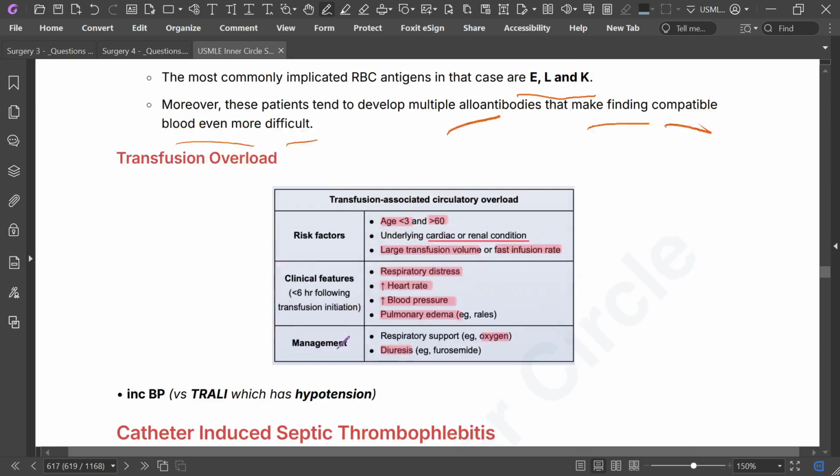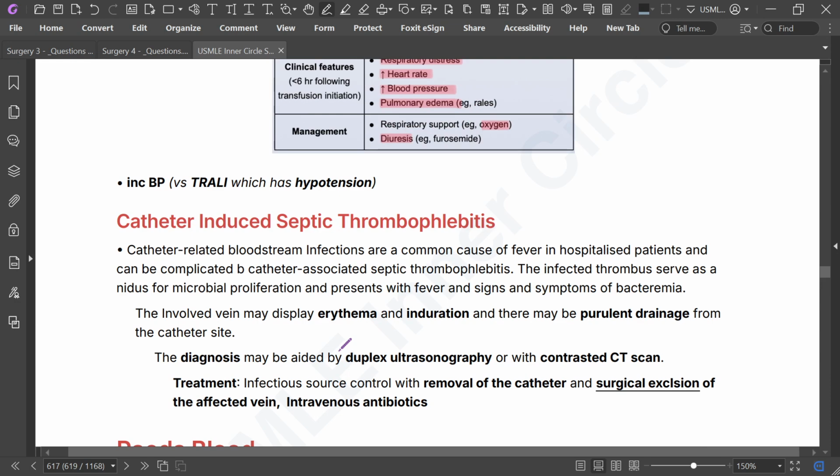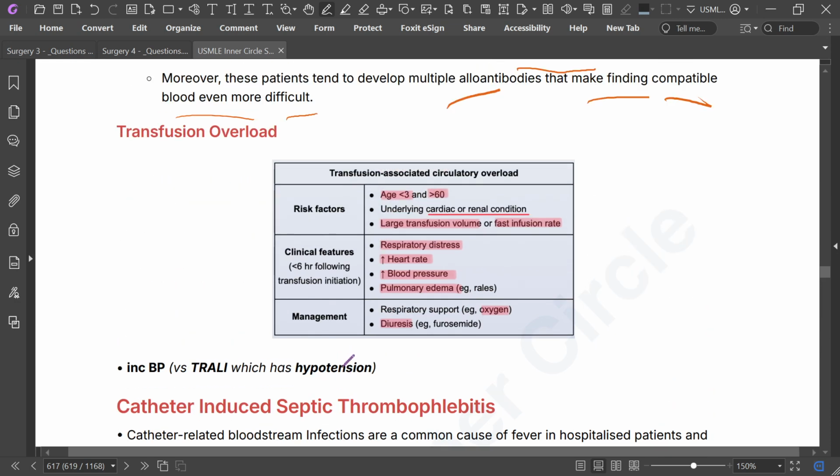Transfusion overload, TACO, transfusion associated circulatory overload. Risk factors: age less than 30 or more than 60, underlying cardiac or renal dysfunction, large transfusion volume, or fast infusion rate. Clinical features within 6 hours of the transfusion: respiratory distress, increased heart rate, increased blood pressure, and pulmonary edema. Management is respiratory support, oxygen, and diuresis.